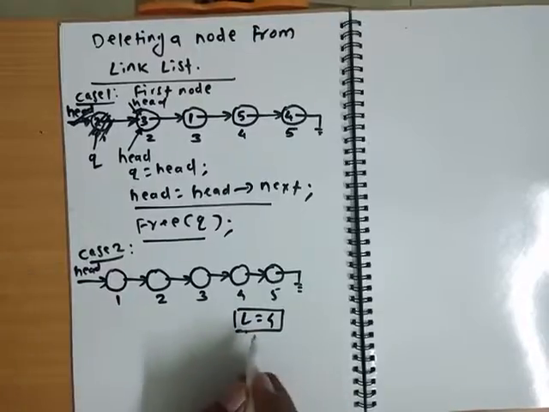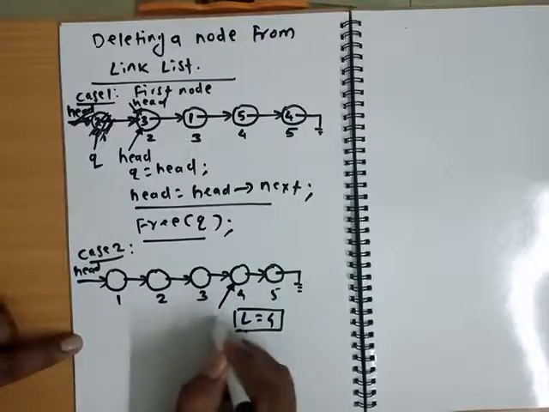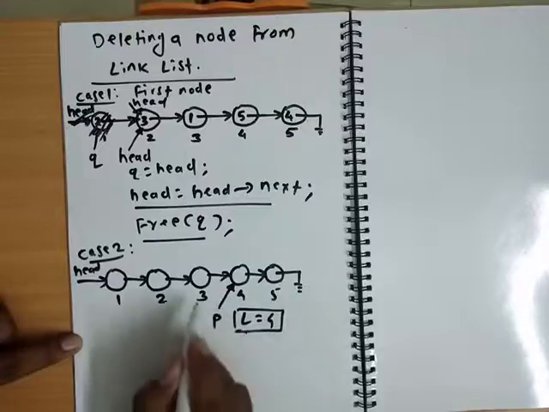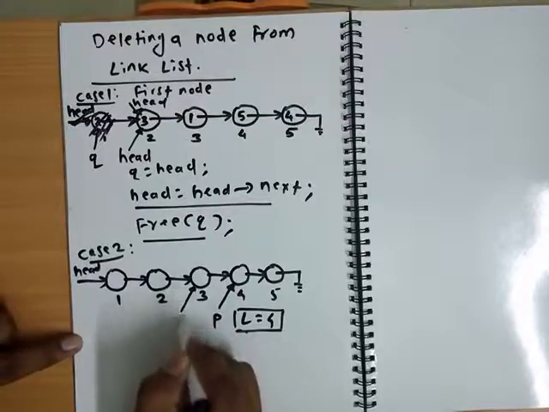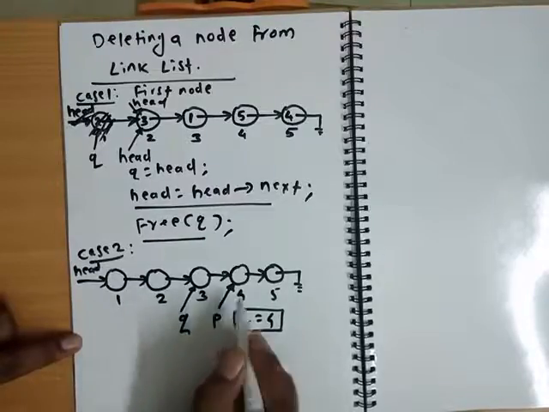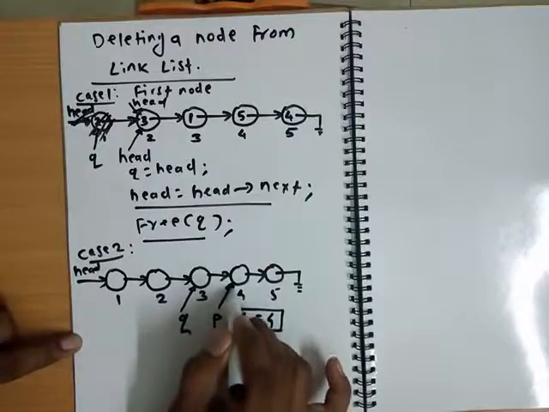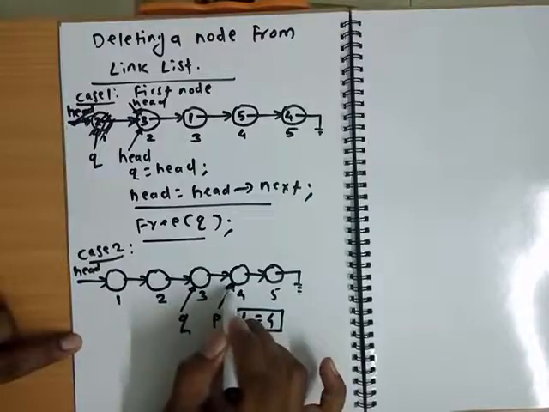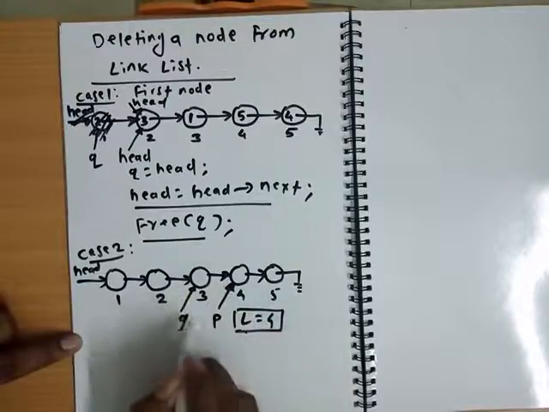In this case, I'll have one pointer pointing to the node which we want to delete. Let me call it pointer P, and one pointer pointing to the node previous to this node, that is Q. So I'll need these two pointers. The first pointer points to the node I want to delete, and the other points to the node previous to it, here on the third position, Q.